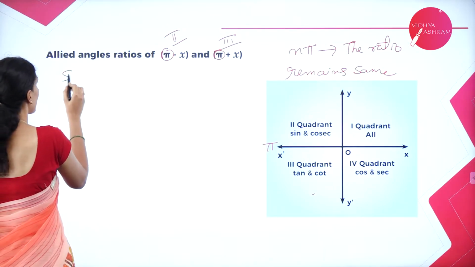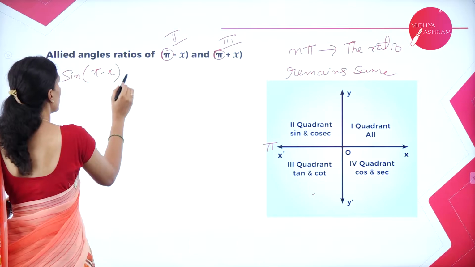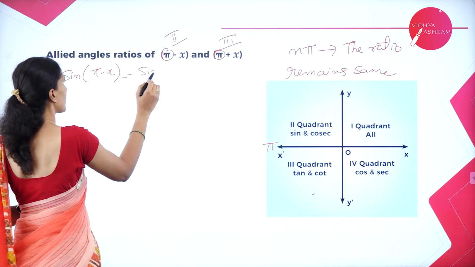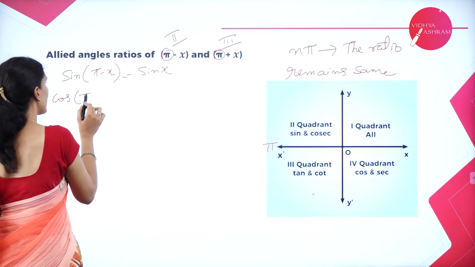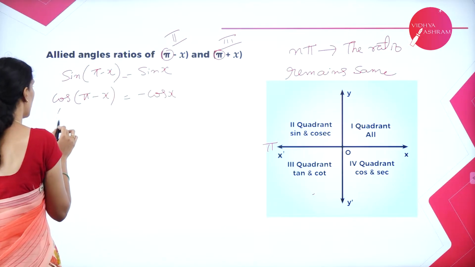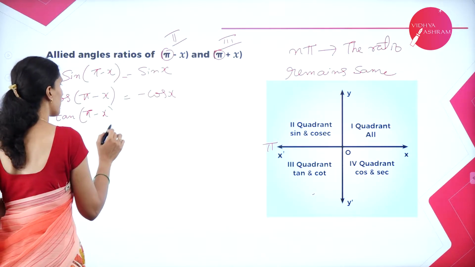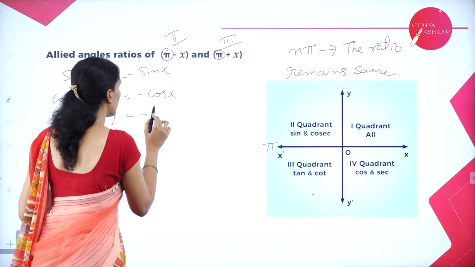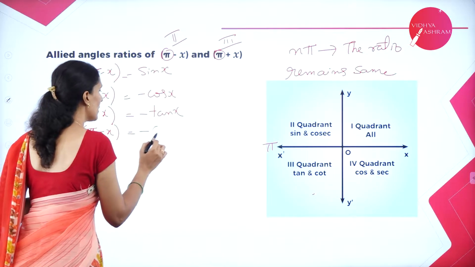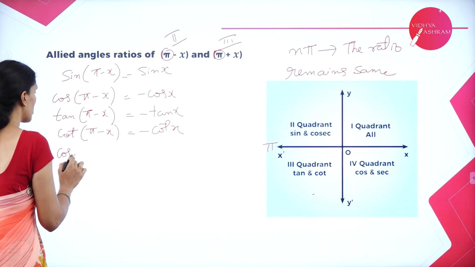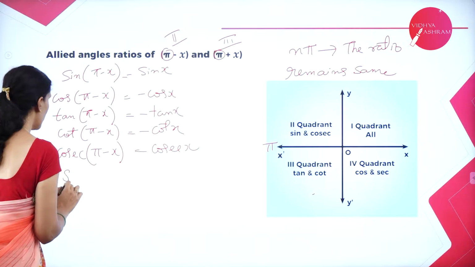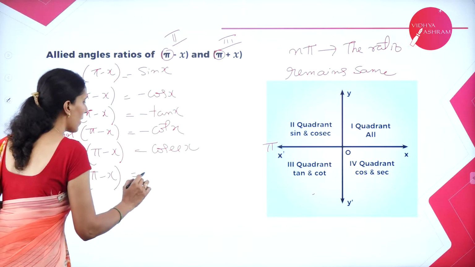Now, let me take sine pi minus x. In the second quadrant, sine is positive. So, therefore, it is sin x. Next, cos pi minus x is cos x, but in the second quadrant, cos is negative, so minus cos x. Tan pi minus x, tan is negative. Cot pi minus x is minus cot x. Cosecant pi minus x is cosecant x, because it is positive in the second quadrant. Secant pi minus x is minus secant x.